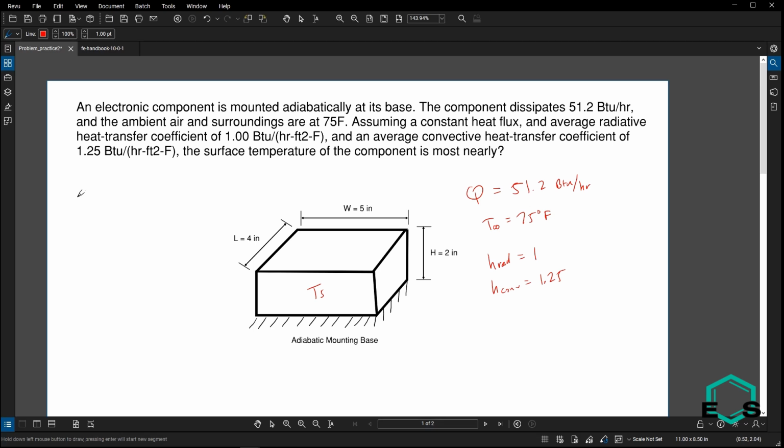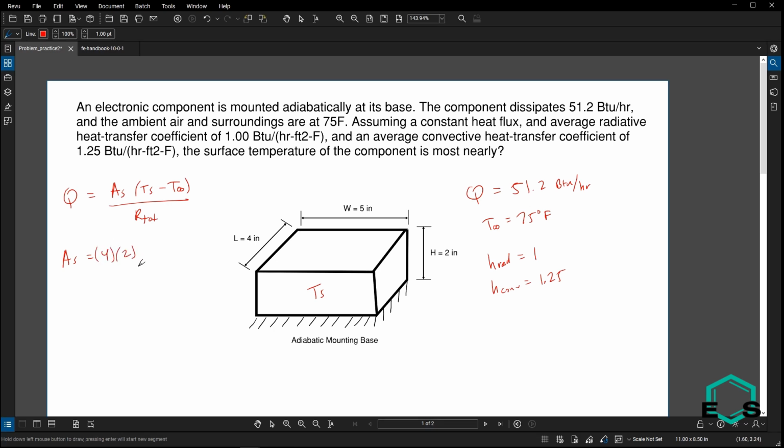So first thing, I'm going to write my heat transfer equation, which is Q is equal to A_s times delta T. Delta T is just T_s minus T infinity, all over the total heat transfer resistance. A_s is equal to, so for the surface area, we're going to do all these sides and the top. We're not going to do the bottom because that's adiabatic.